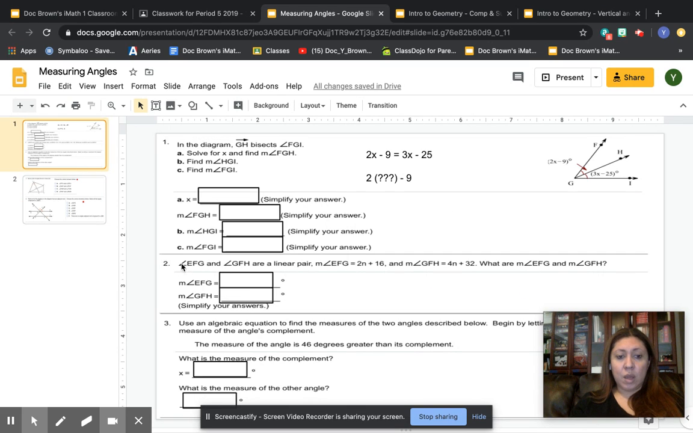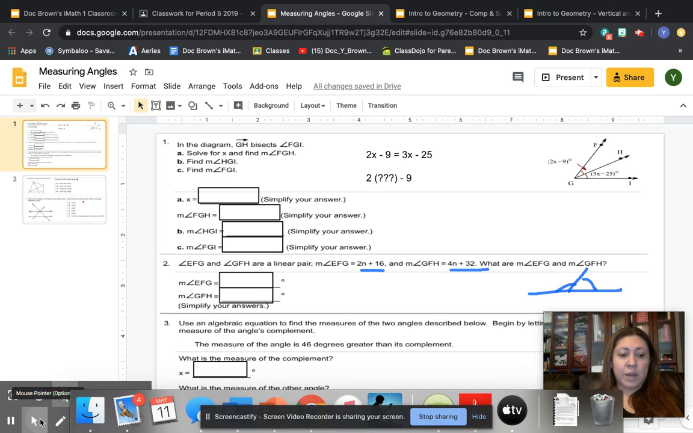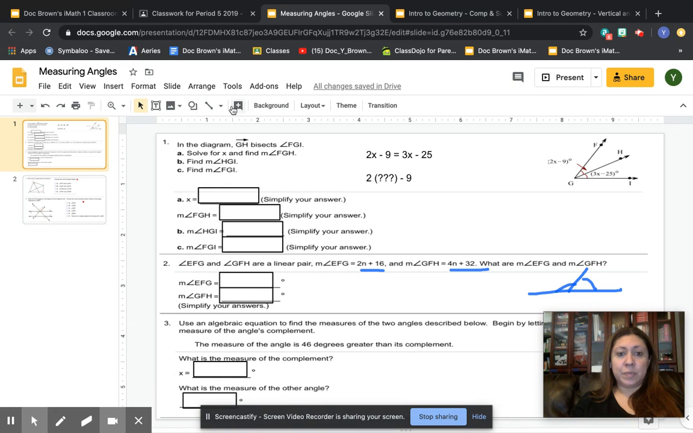Oops. For 2, it says EFG and GFH are a linear pair. What does that mean? Linear pair means they're supplementary. It means it should look something like this. This guy right here can be like this one, and this guy right here can be like that one. Does it really matter which one's which? No, it doesn't, because they're supplementary. And then find both answers.